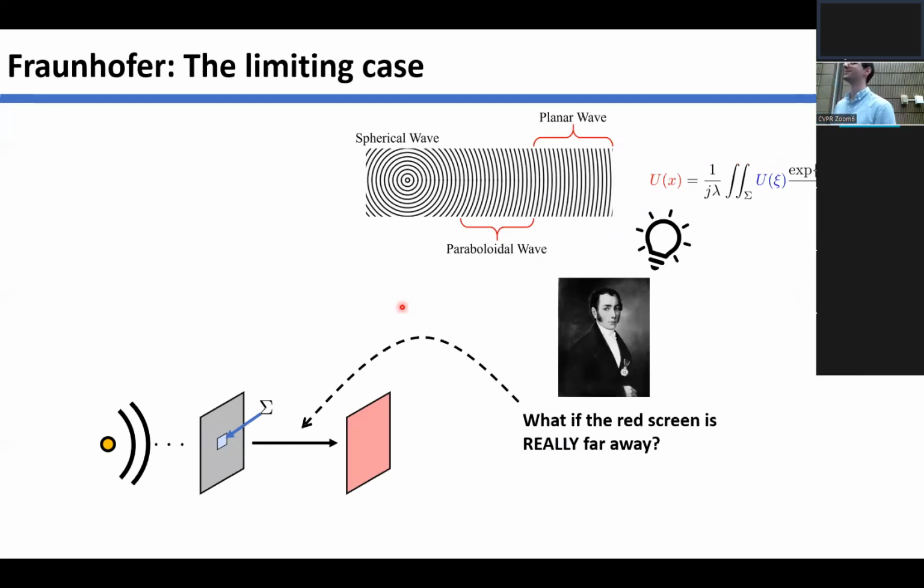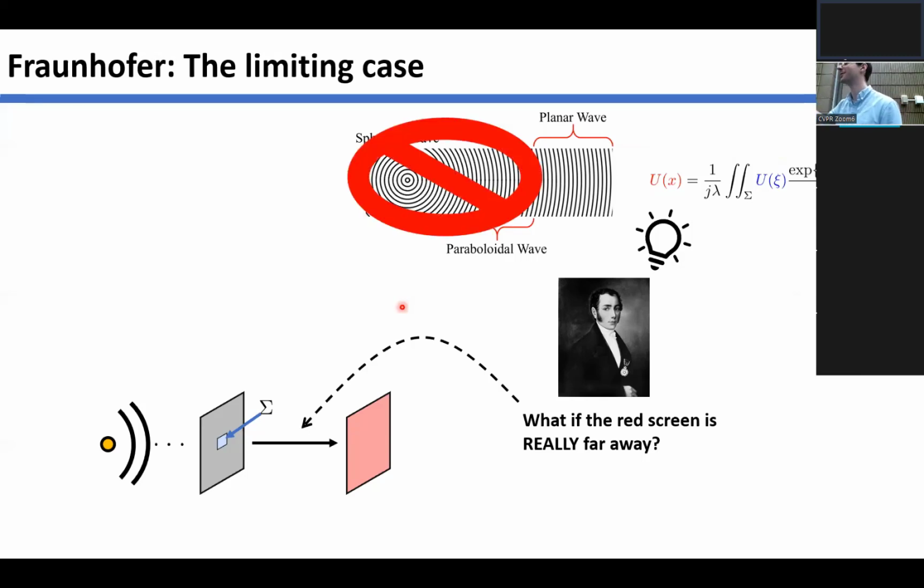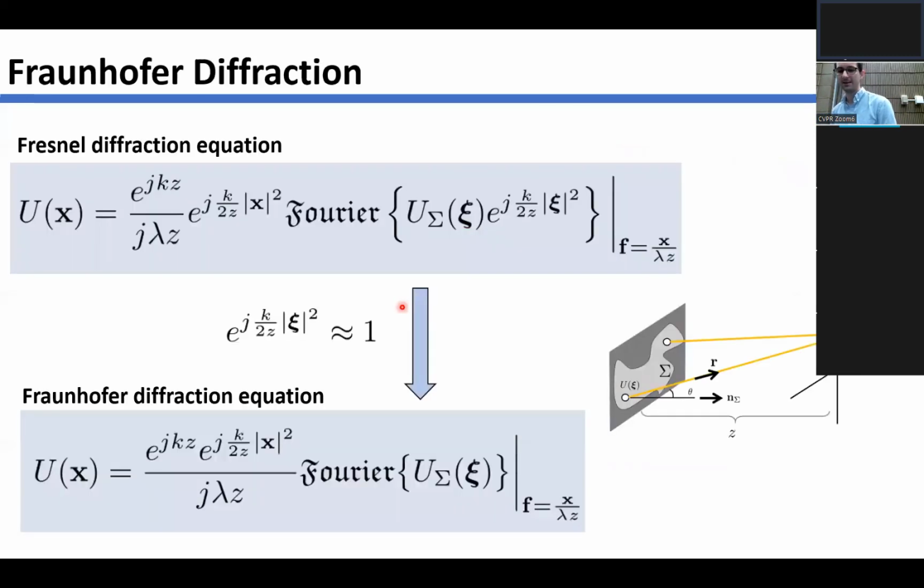So he says, what if I put the red screen really, really far away? Well, then I don't even have to worry about parabolic. I can basically just use plane waves. Now that's much easier, okay? So this effectively lets us cancel out one of the terms of the Fresnel diffraction, which then gives us a really interesting result, that the pattern is basically going to be just the Fourier transform of the aperture, or of the wave distribution at the aperture, okay?